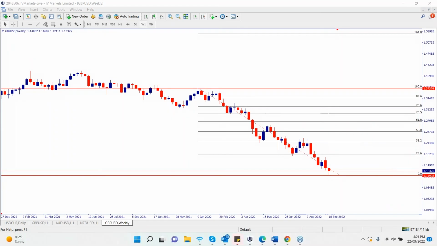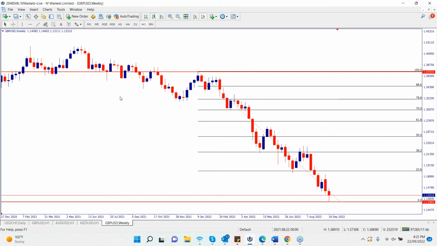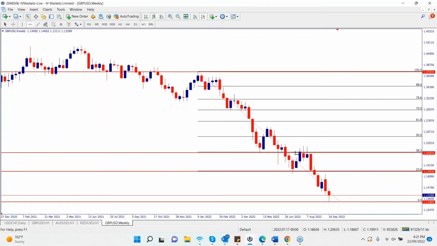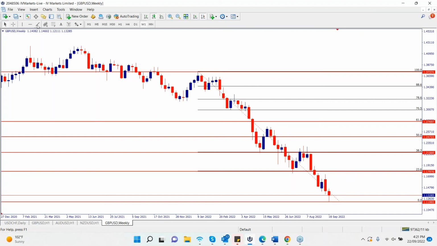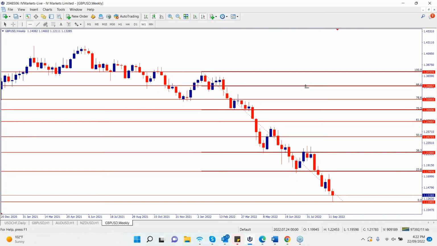So simply I'm just marking these levels: this 23%, this 38%, this is 50%, and this is 61%, and this is 70%, 78, and 88. Okay, so look, we have many support and resistance areas now. We have many levels, the major levels, the basic highs and lows.